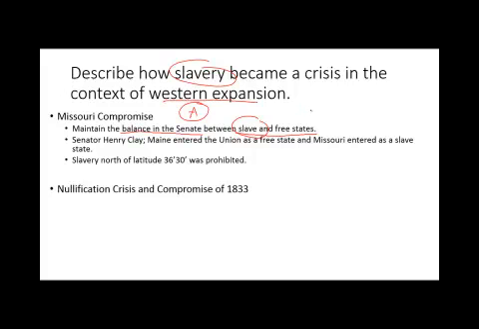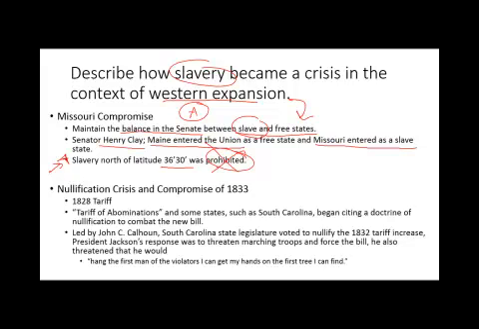Western expansion, how do these territories become states? Well, we need a procedural approach. Senator Henry Clay argued that Maine will enter the Union as a free state, Missouri will enter as a slave state. One for one, tit for tat. That being said, one thing that will be exceptionally important that we'll discuss here in a little bit is that slavery north of 36°30′ is prohibited. Okay? No slavery above that latitudinal line. Continuing forward here, the nullification crisis and compromise of 1833.